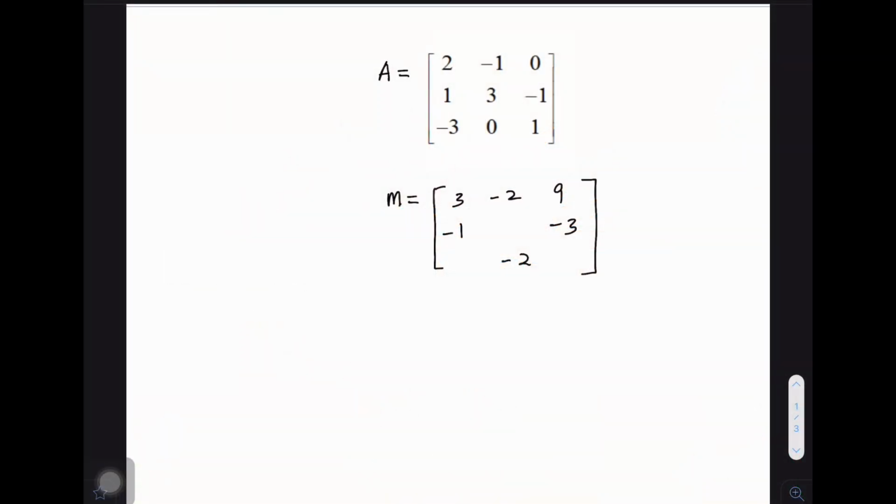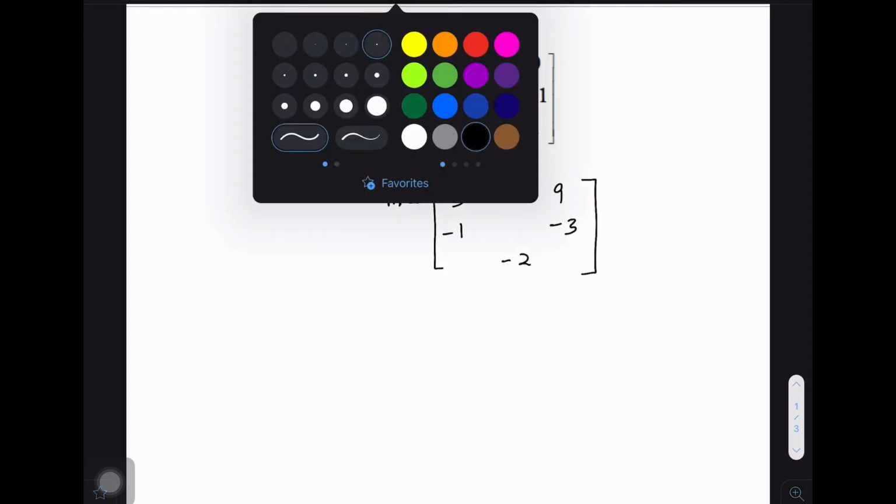Okay, class, so let's see one more example here. Let's say you have matrix A, a 3 times 3 matrix A. Now I have to find a few elements for minor matrix A. But you have 3 elements missing here. So let's find out what the missing elements are first.